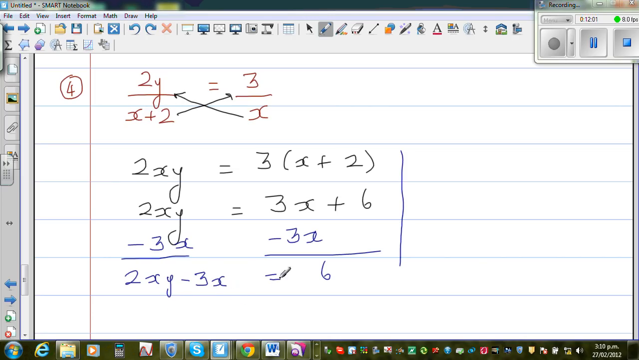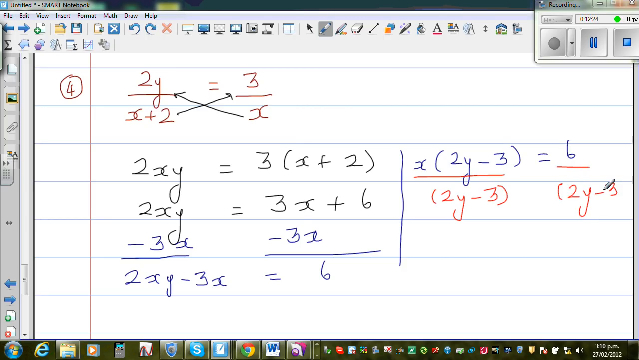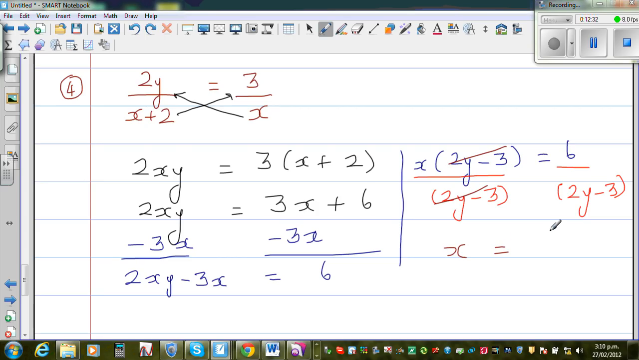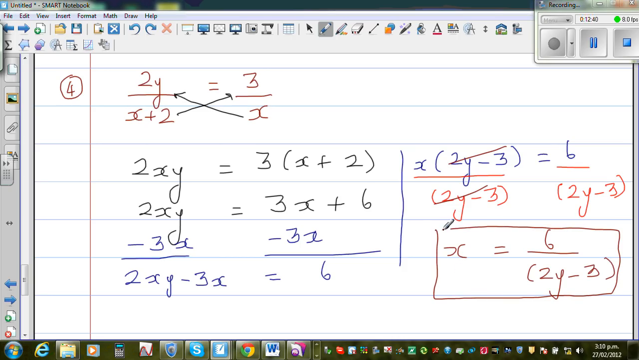So what can you factor out here? I can factor out an x. If you factor out an x, you have x times 2y minus 3 in the bracket is equal to 6. So now I can divide both sides by 2y minus 3. So this gets cancelled. So the final answer is x is equal to 6 over 2y minus 3. So this is how you make the subject of a formula.